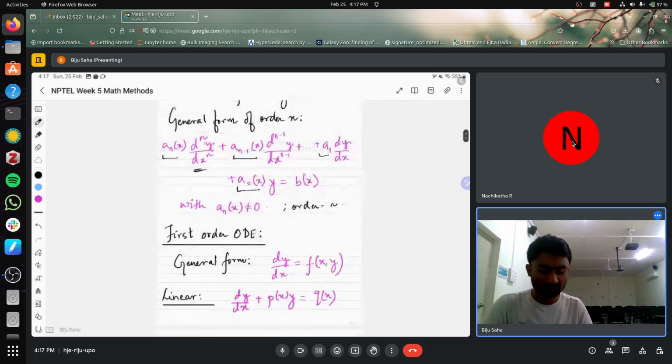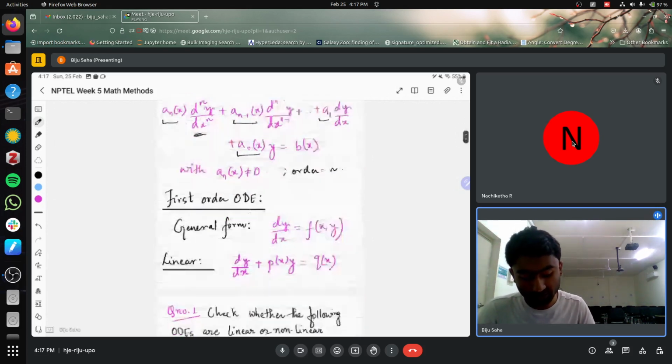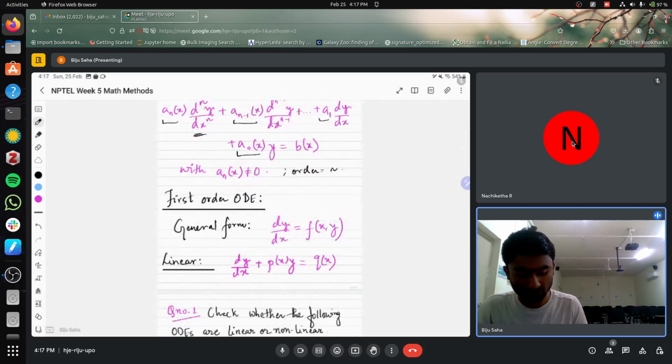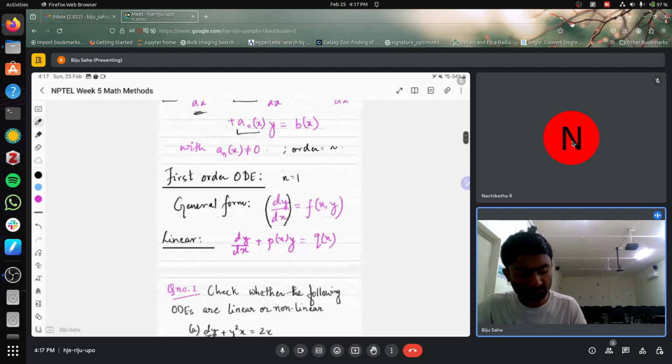So for the first order ordinary differential equation, we can consider this to be a general form. This is the highest order appearing, and it has order equal to 1, so here n is equal to 1. Now, to impose further conditions, this is a very general form, and it can be either linear or non-linear. So a subclass of this would be the linear first order differential equation.